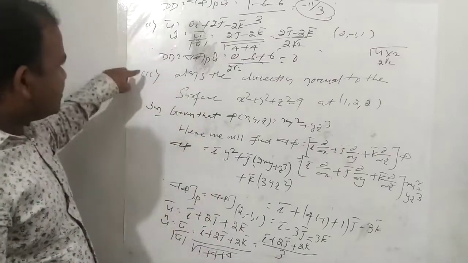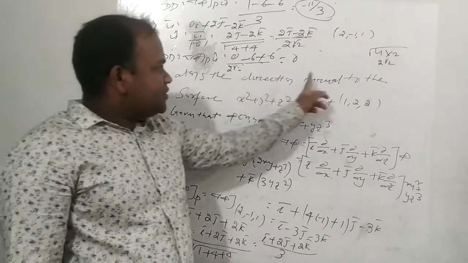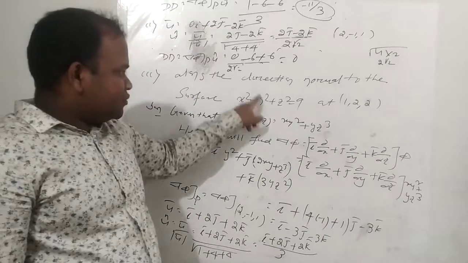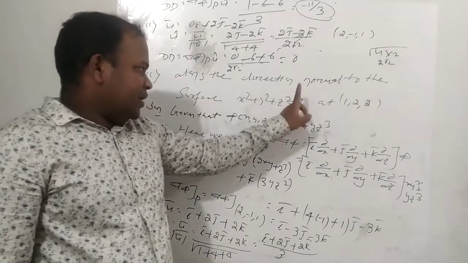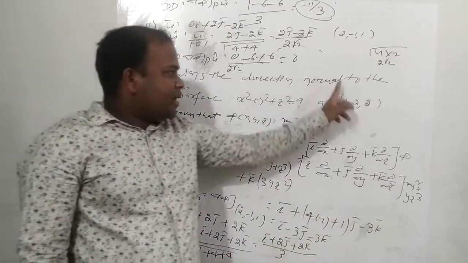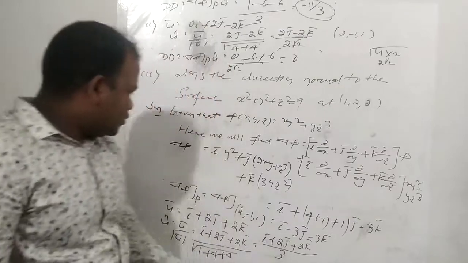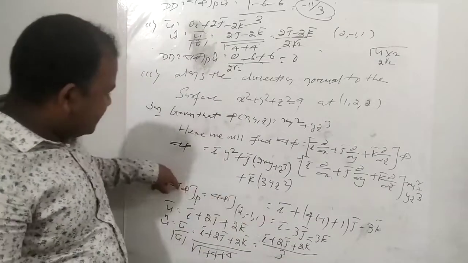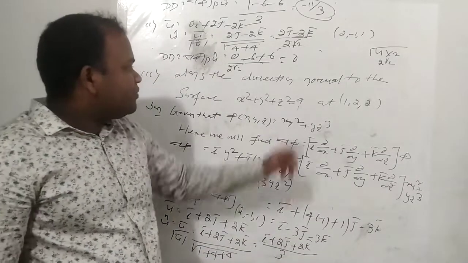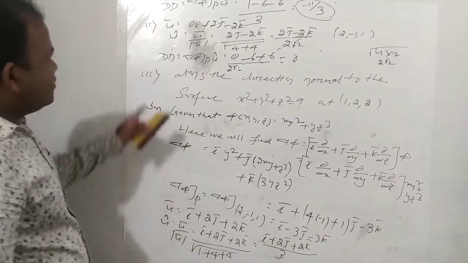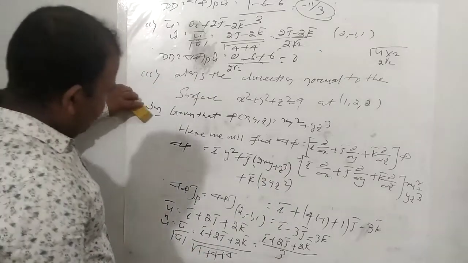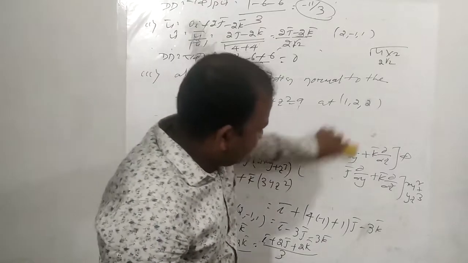Now in case of the third one, along the direction normal to the surface x square plus y square plus z square equals 9 at 1, 2, 2. Del phi at p is already there, so it is common for all. Only you will find the u vector. So this one I will clean now.